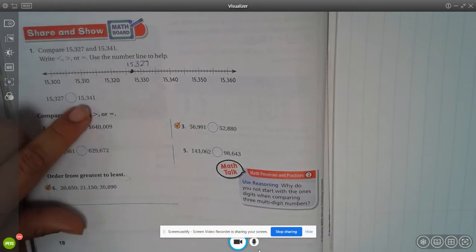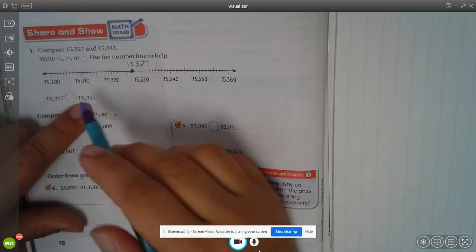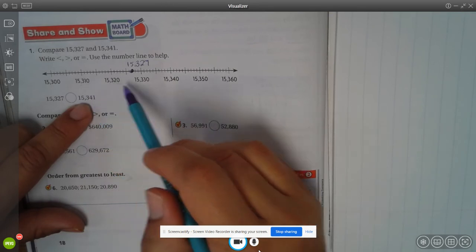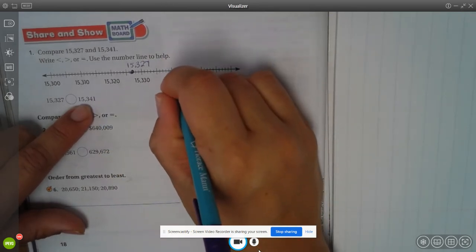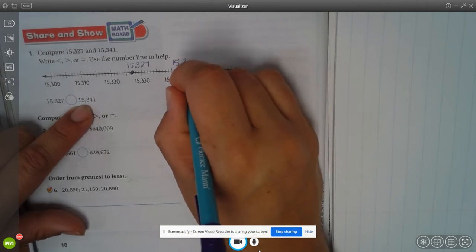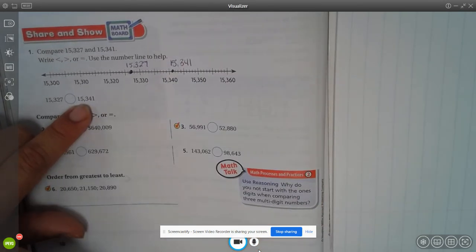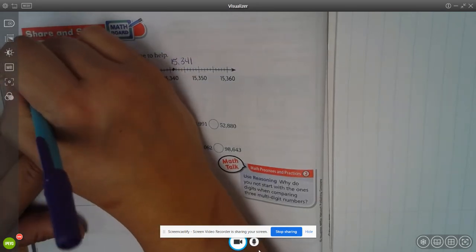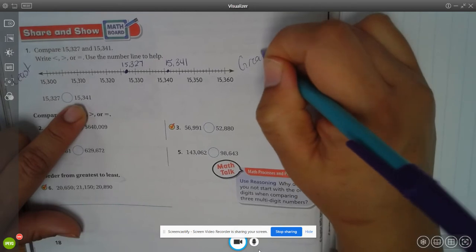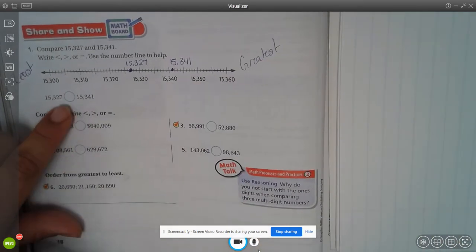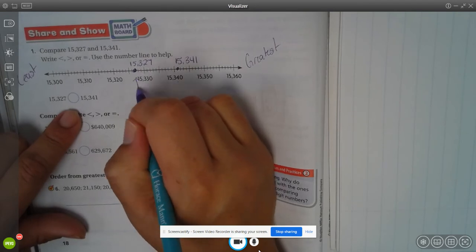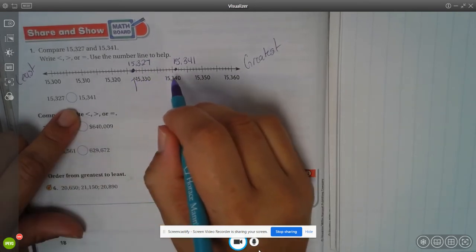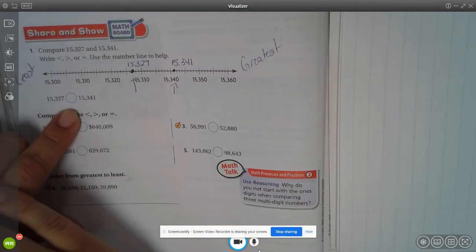And then I'm going to plug the next number in, 15,341. So I have 300, 10, 20, 30, 40. 41 would come right after that tick mark. So here is 15,341. I can easily see on this number line, since it's already in order from least to greatest for me, that if I'm going to compare these numbers, this number here would be the smaller number. And as I'm counting, the numbers are getting larger, so this would be our larger number.